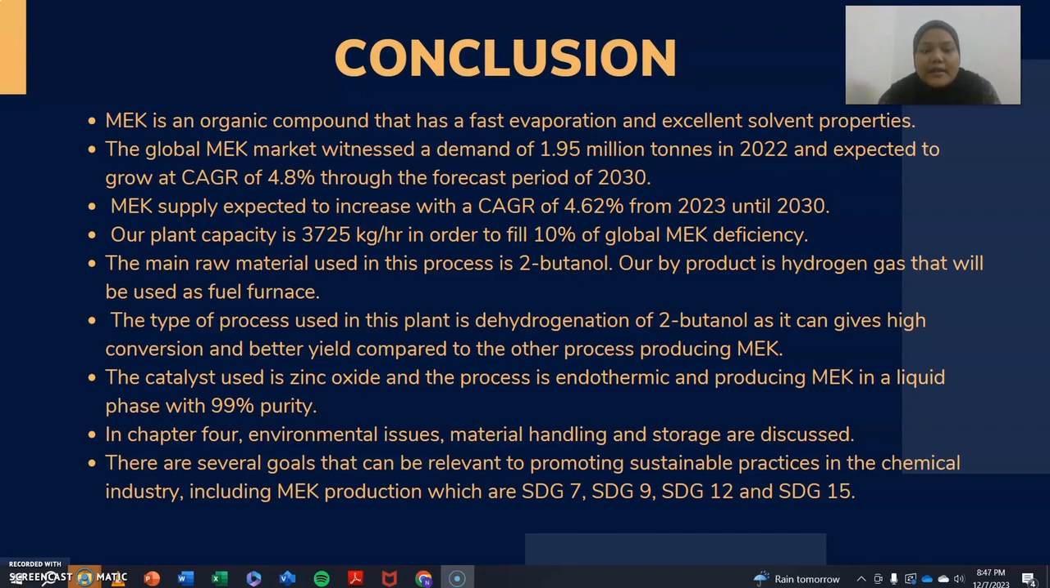The catalyst used in this production is zinc oxide, and the reaction is endothermic, and this process produces MEK in a liquid phase with 99% purity. In Chapter 4, environmental issues and material handling and also storage are discussed. Lastly, there are several goals that are relevant to promoting sustainable practices in the chemical industry, including MEK production, which are SDG 7, SDG 9, SDG 12, and SDG 15.